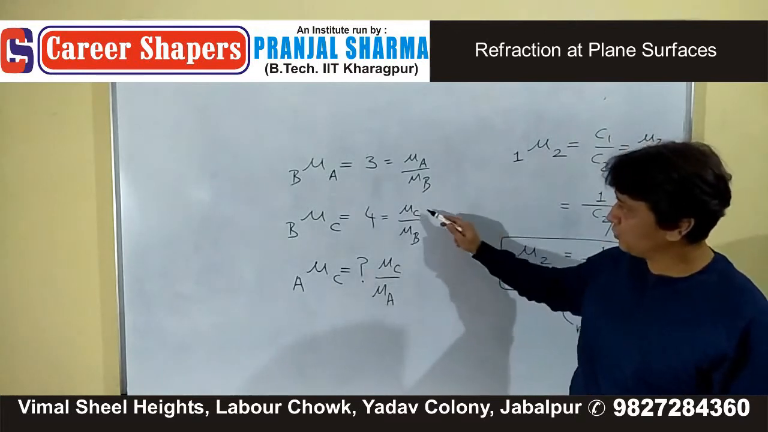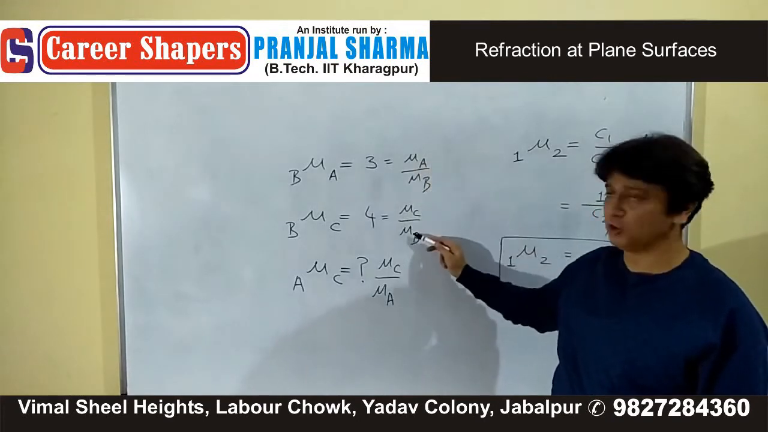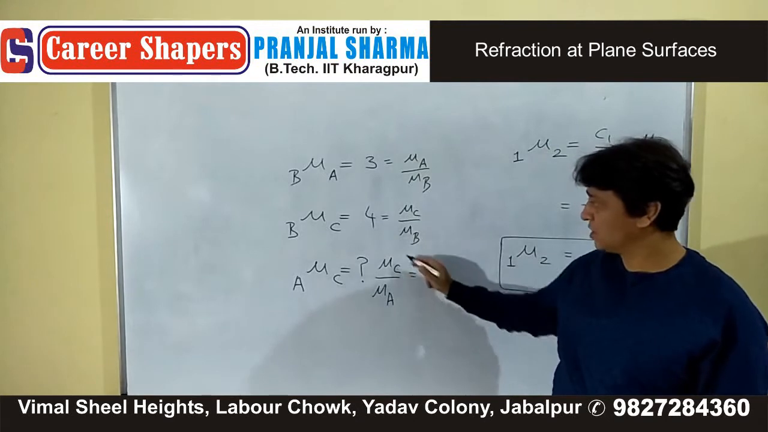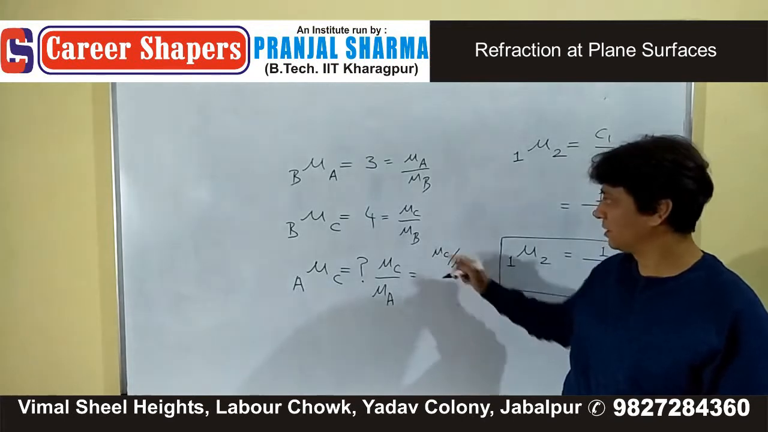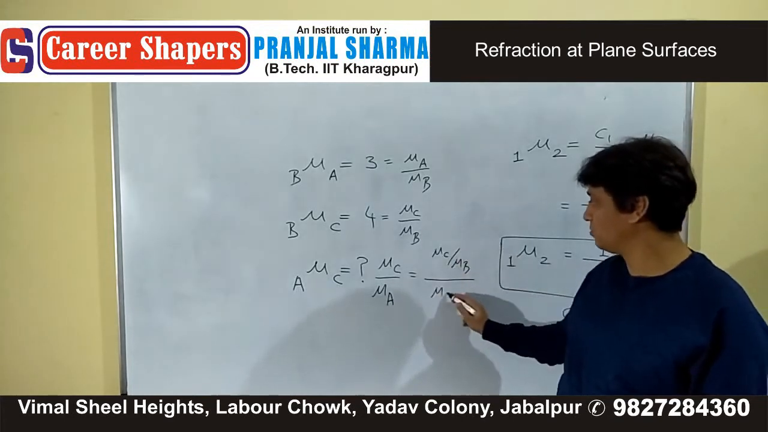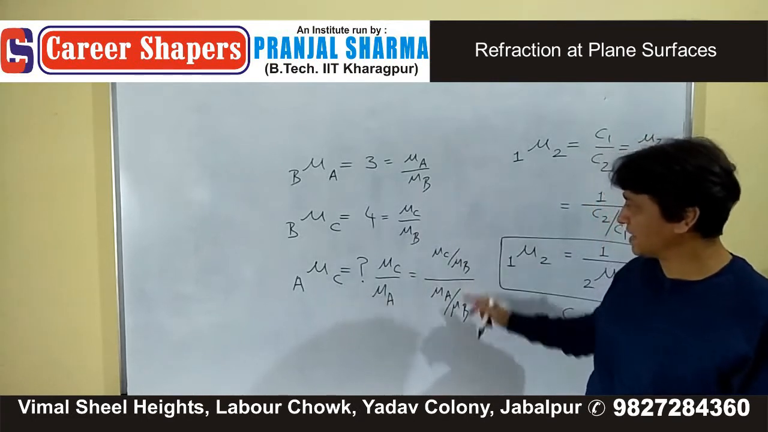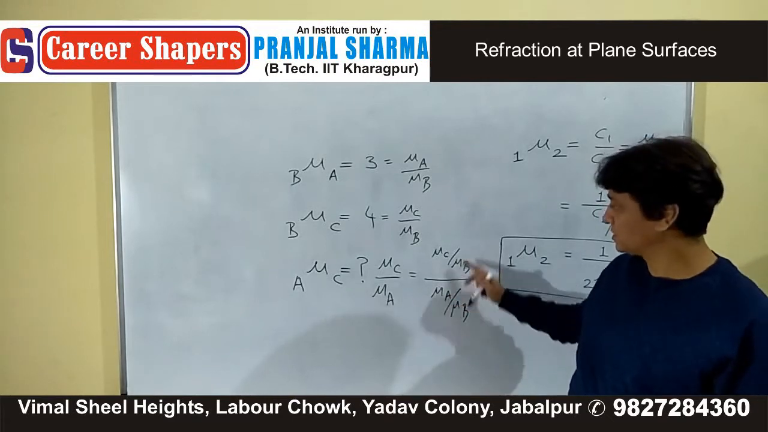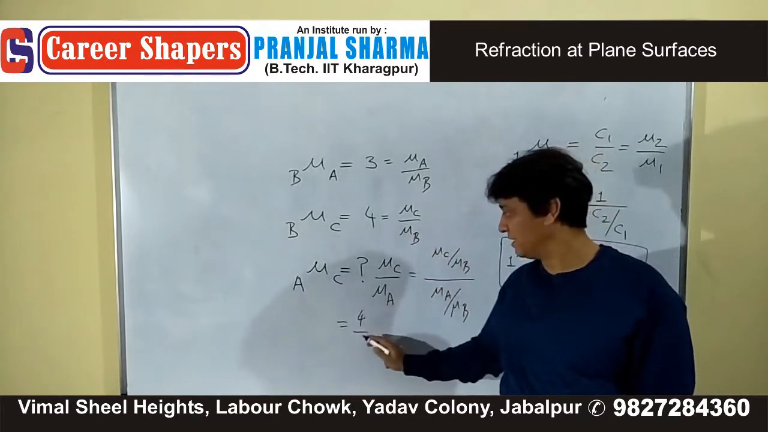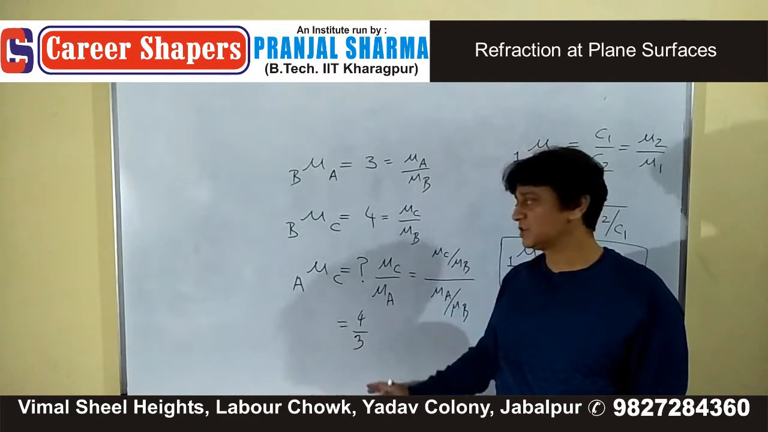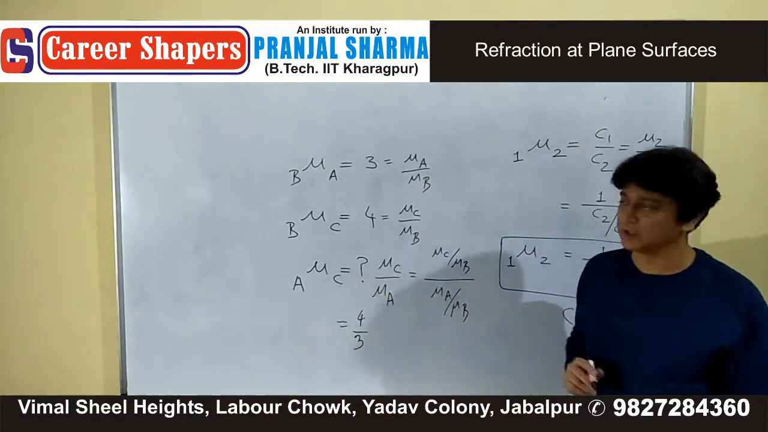What should you do? If you divide, then mu B and mu B cancel. What is this whole thing? Mu C upon mu B whole divided by mu A divided by mu B. B and B cancel and you get mu C upon mu A. These numbers are already known. This is 4 divided by 3. That's how you can use these relations for finding values like these.